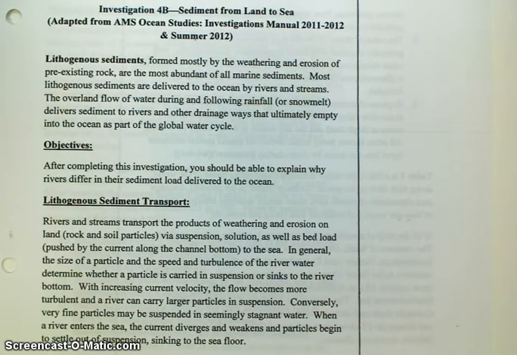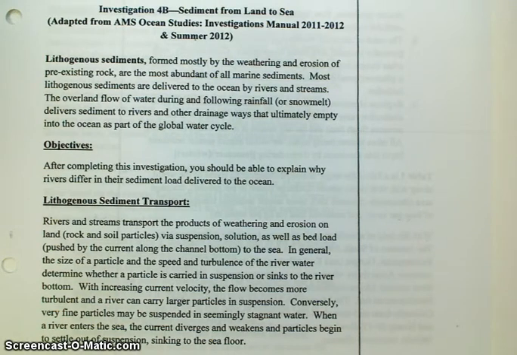Okay, after completing this investigation, you should be able to explain why rivers differ in their sediment load delivered to the ocean. Lithogenous sediment transport. I'm reading the first paragraph. Rivers and streams transport the products of weathering and erosion on land, meaning rock and soil particles, via suspension, solution, as well as bedload. Via means by way of. What method are they transporting? Well, there are 3 methods: suspension, solution, and bedload.